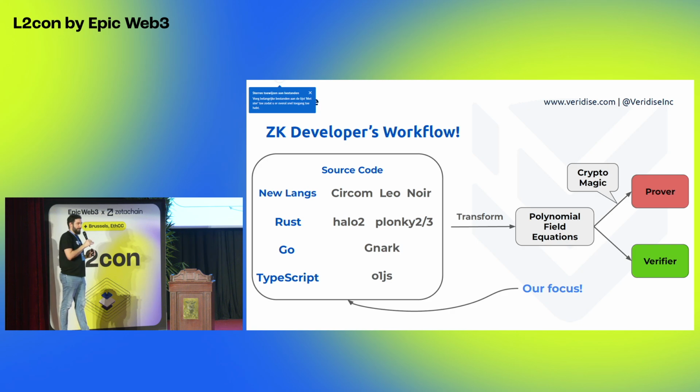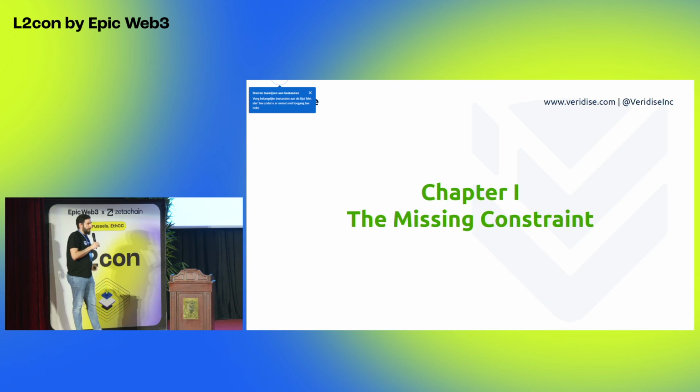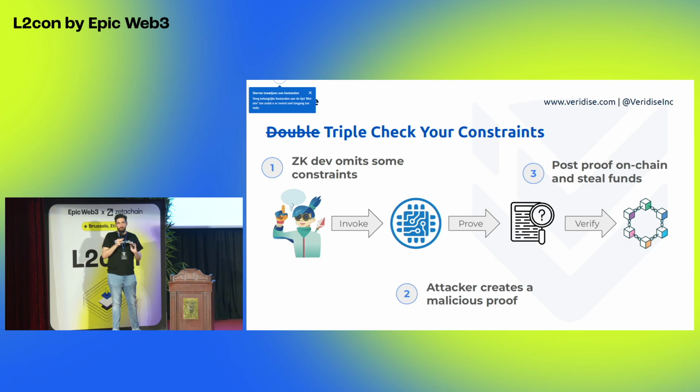Okay, now that we have the setup in place, let's see how things can go wrong. We're going to start with the most infamous category of bugs, that of missing constraints. On a high level, these bugs manifest by the ZK developer forgetting to introduce some constraint in the circuit. Then an attacker can exploit that, create a malicious proof, post it on the chain, and steal funds because there wasn't a constraint that should have been there.